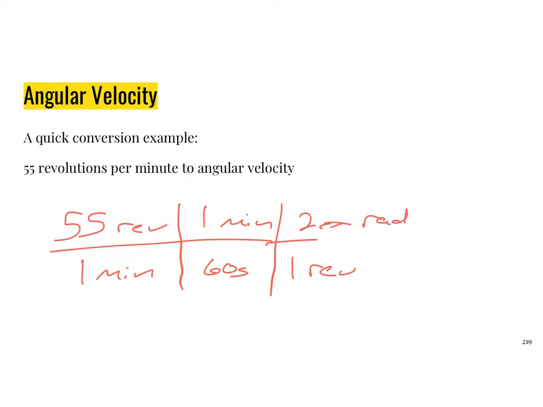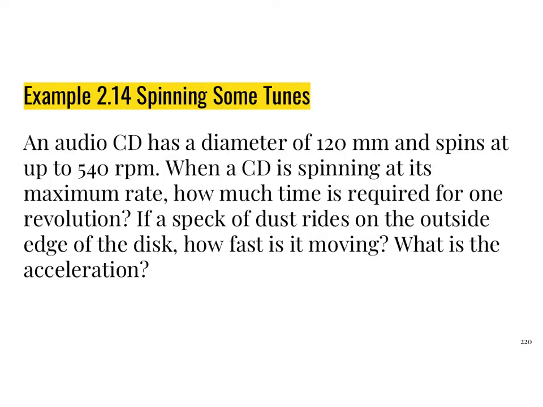And if I go ahead and plug that into my calculator, I get about 5.76 radians per second. So it's a different way of quantifying our circular motion. This is saying how fast it spins. This is saying how fast it's spinning, which might say the same thing, just in a different way.